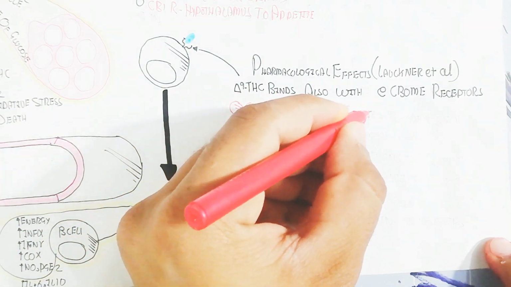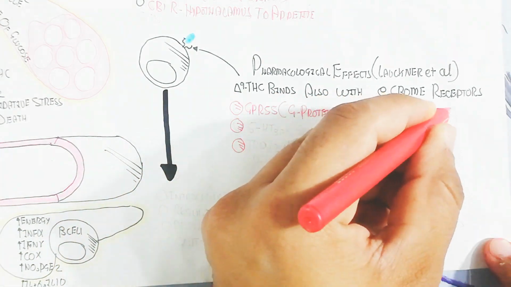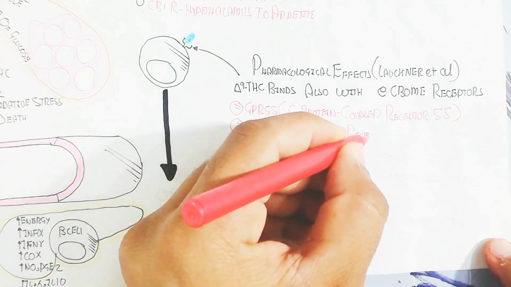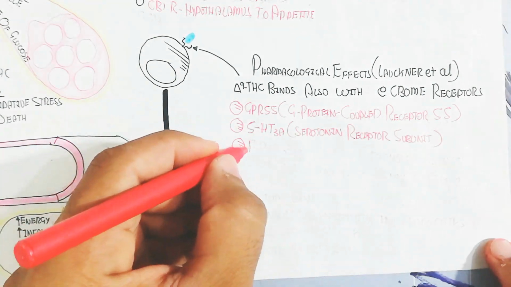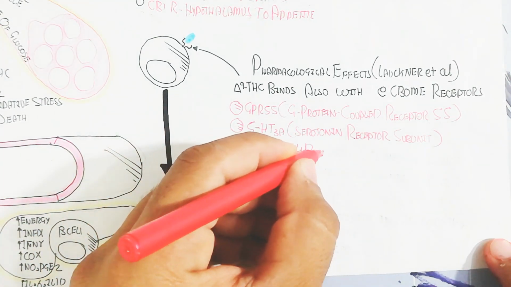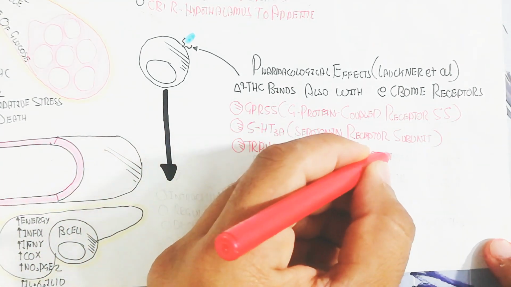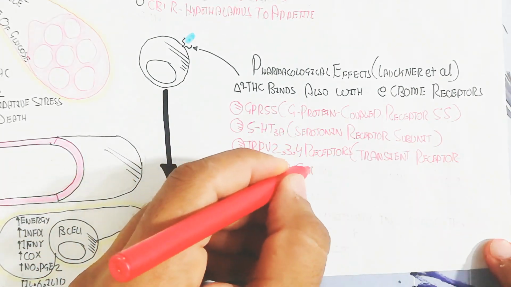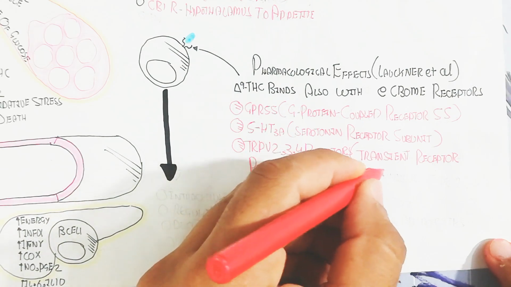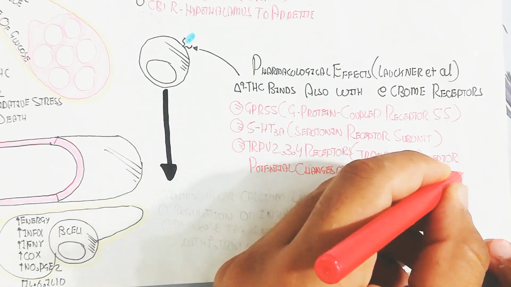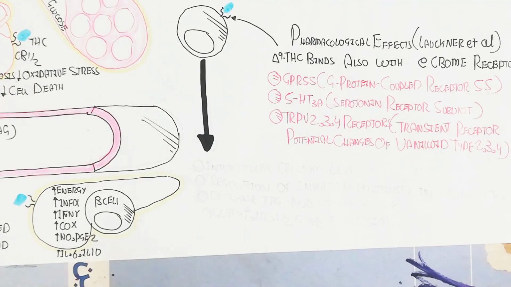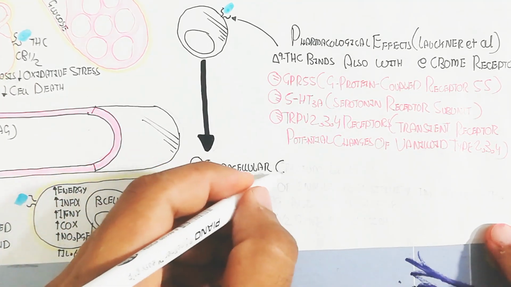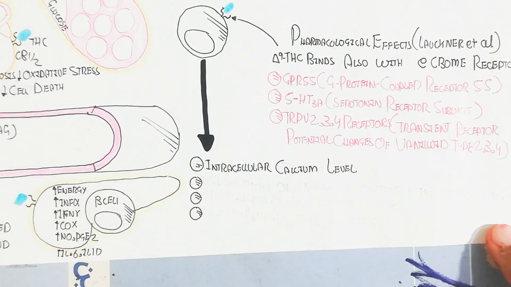GPR55, the G protein coupled receptor 55, a serotonin receptor subunit, and the transient receptor potential vanilloid type 2, 3, and 4 receptors will bind with the cannabinoid as a ligand. We are taking the general, important delta 9 THC, which will change the physiology. Let's begin to understand what the changes in physiology are.